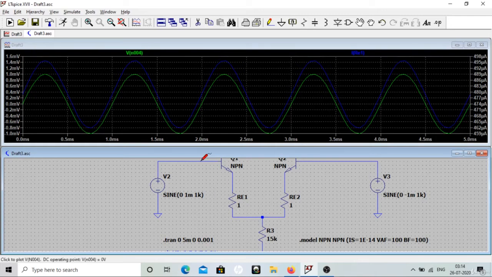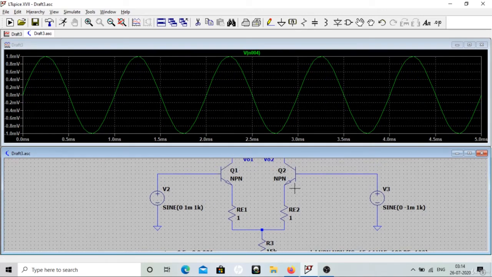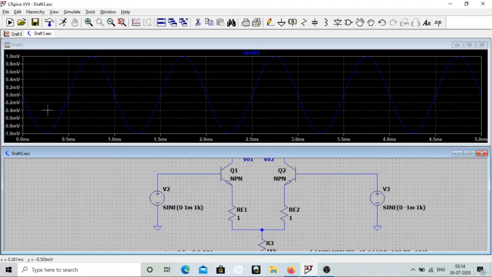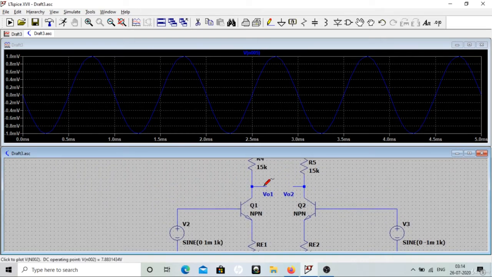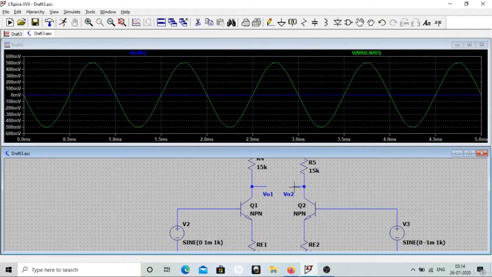So here you can see the input. Another input will be the same, but inverted, because we have kept the negative sign here. Now if you look at the output, I'll click VO1, hold left click and drag to VO2 and leave left click. Then what you will get is this curve, it's a differential gain.